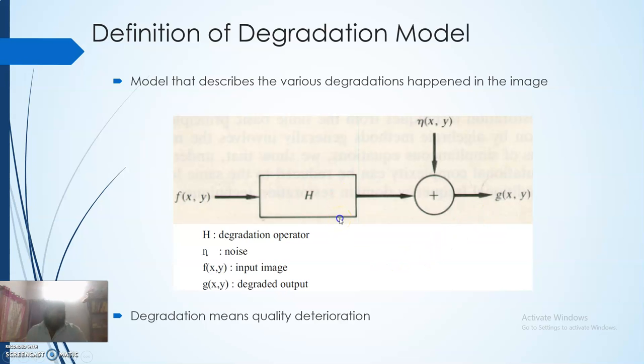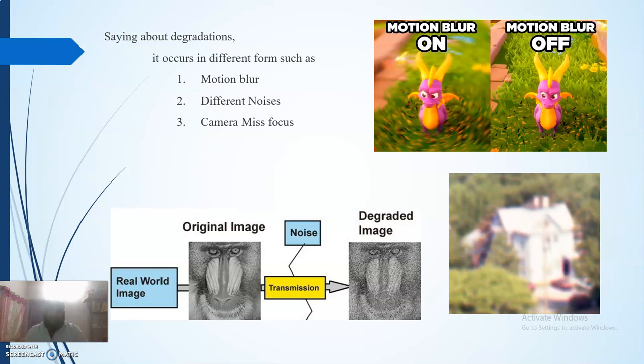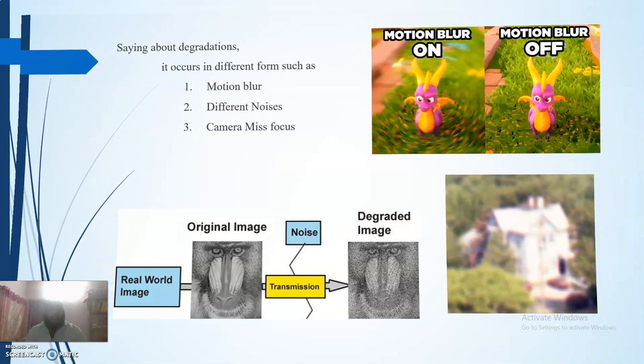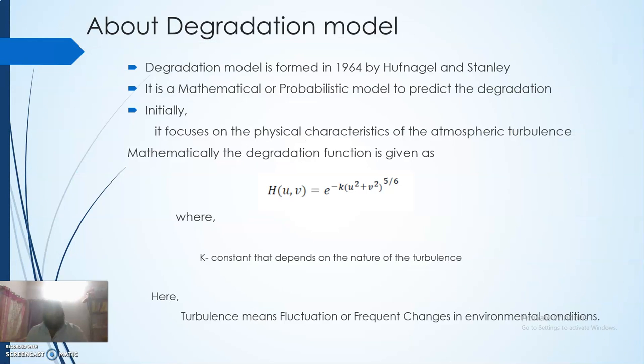To see what degradations happen in images: degradation occurs due to motion blur, different interferences of noise, and camera misfocus. Like this, due to various reasons, the quality of the image is degraded. To identify the degradations, we use this degradation model.